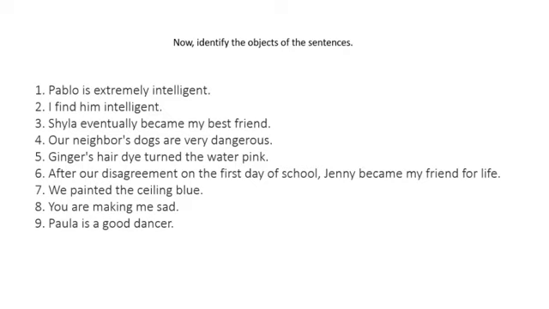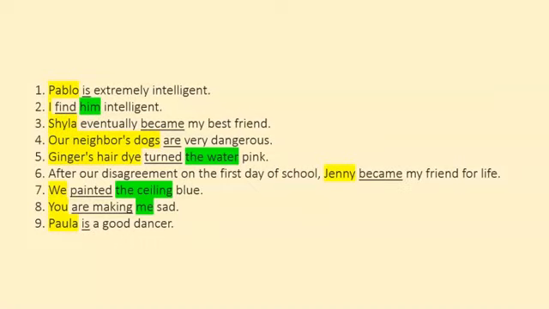Some of them do have an object. Does it matter if the object is direct or indirect? No, not for this bit of grammar. Just identify the object. Okay, and those are, in number 2, him is the object. Number 5, the water. Number 7, the ceiling. And number 8, me. What we see here is that in green, we have the object of each sentence.